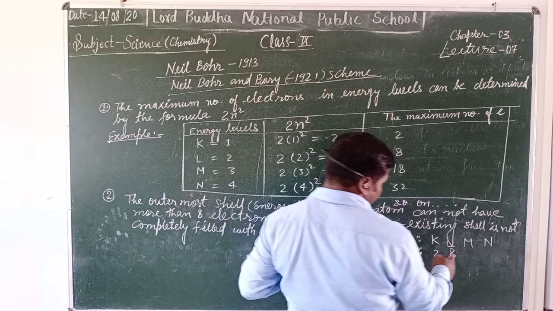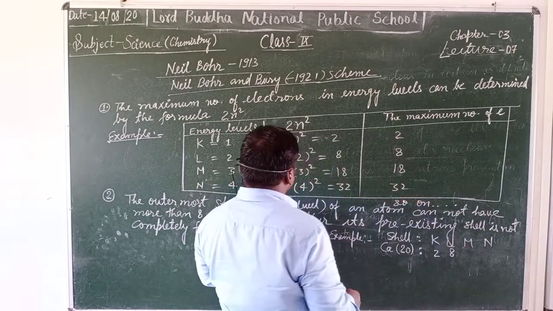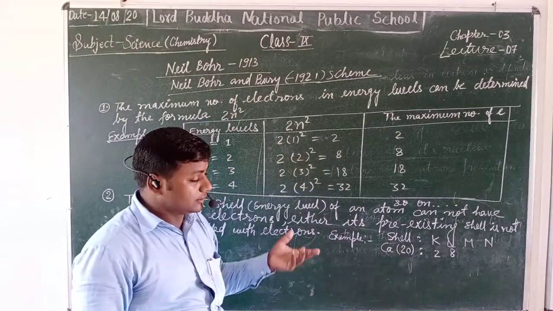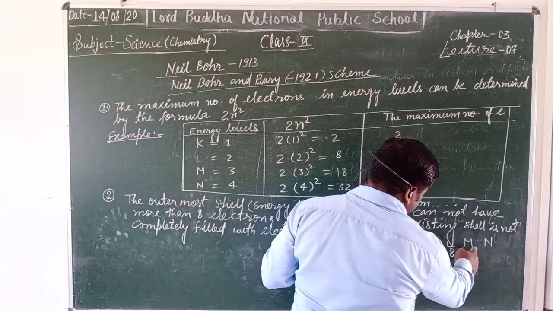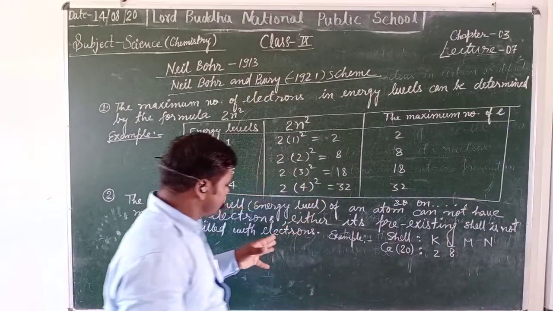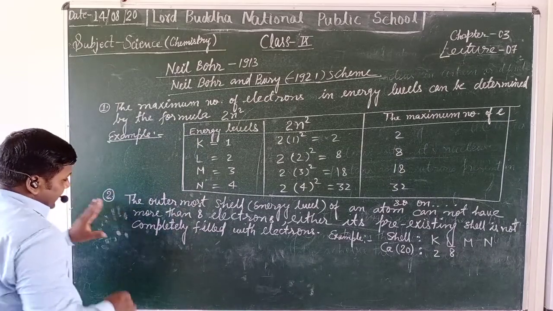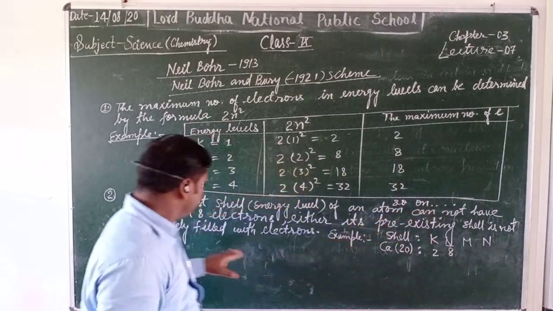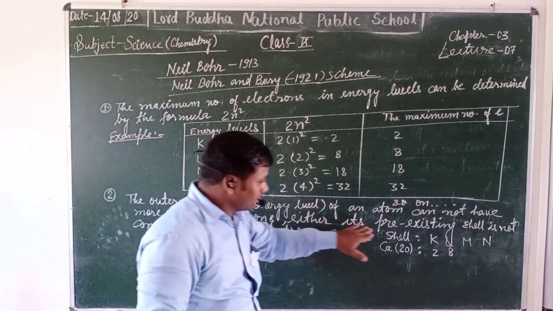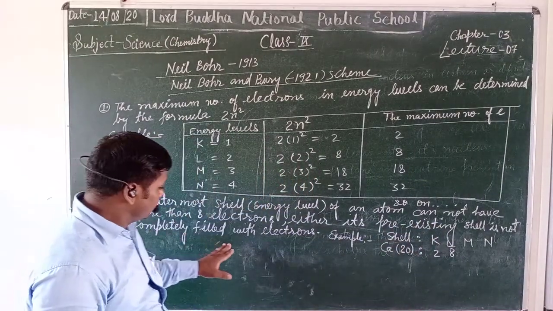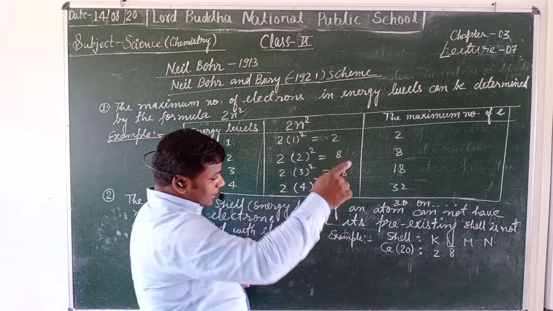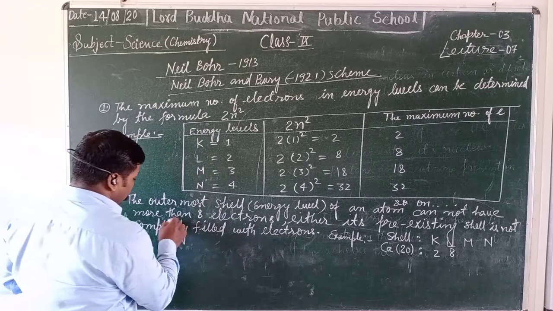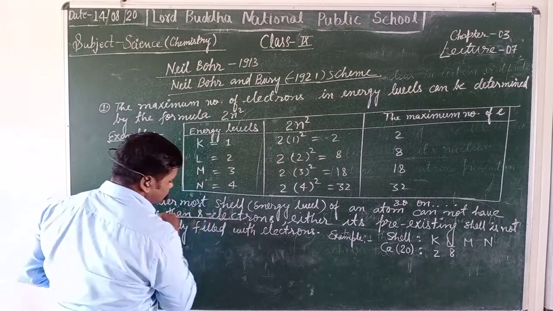But if we are going to fill the M cell, there is a need of 18 electrons, but this element does not have 18 electrons remaining to fill this cell completely. Then we follow the second rule: the outermost cell or energy level of an atom cannot have more than 8 electrons, either its pre-existing cell is not completely filled. Yes students, here 10 electrons are remaining, but in the outermost cell we cannot fill more than 8 electrons.